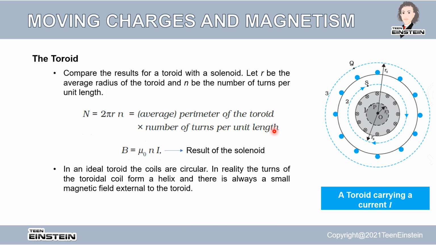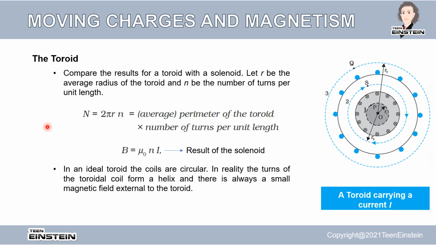Okay, now we found out what is the magnetic field produced by a toroid. Now let's compare this with the solenoid. So in a solenoid, instead of circular wound wires, we have a straight line of circular coils, right? So then let R be the average radius of the toroid and n be the number of turns per unit length. If this becomes a solenoid, then we will get N, the total number of turns, equal to 2 pi R, that is the perimeter of the toroid, multiplied by the number of turns per unit length. So this will be the total number of turns.